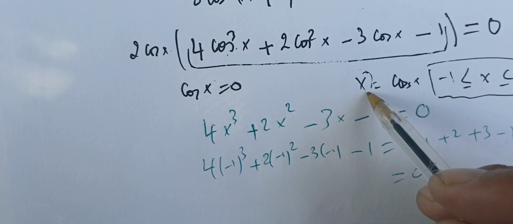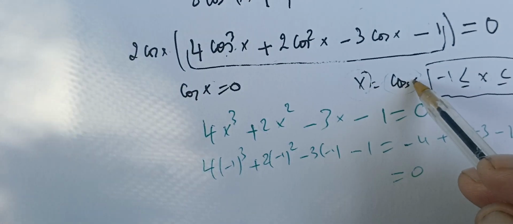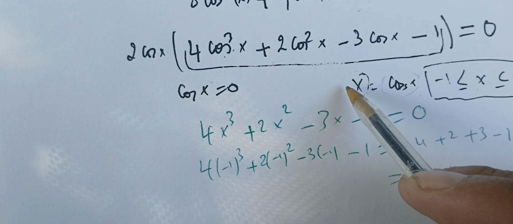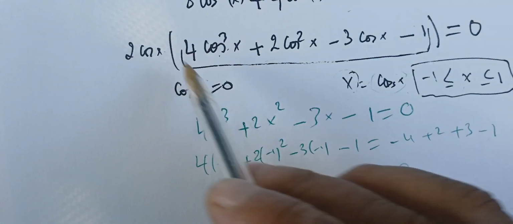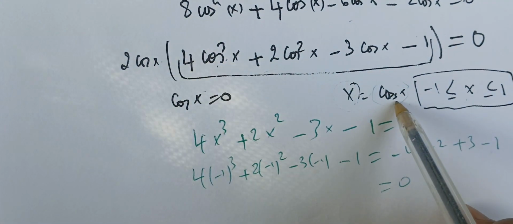Okay, now -1 means that the cosine of x is -1. That means x equals pi is also a solution. Okay, so I found two solutions. One is pi over 2 and one is pi.